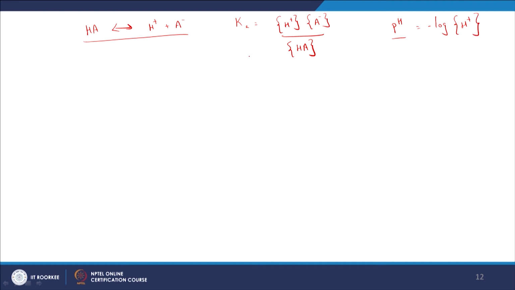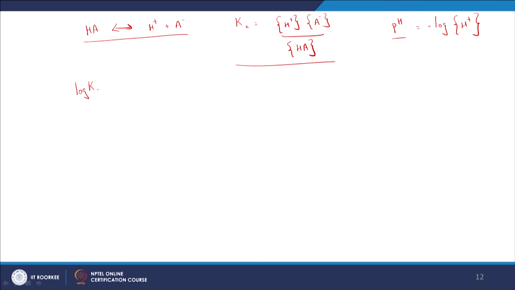So, for HA dissociating into H plus and A minus, we have the acid dissociation constant. This is a constant for that particular reaction, obviously, or the equilibrium constant for this case: activity of H plus into activity of A minus by activity of the acid. Because I want to get at pH, which is negative log activity of H plus, I am going to take the logarithm of this function. So, what is that going to be?